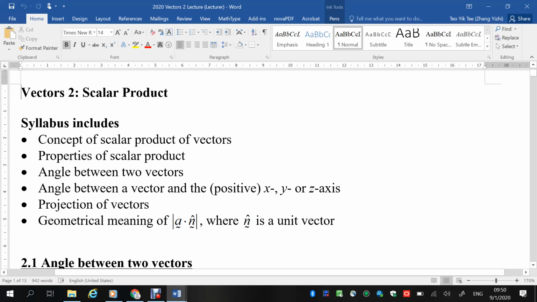Goes for your chapter 2. Okay, so the first thing I want to introduce you in your chapter 2 is what we call the angle between two vectors.